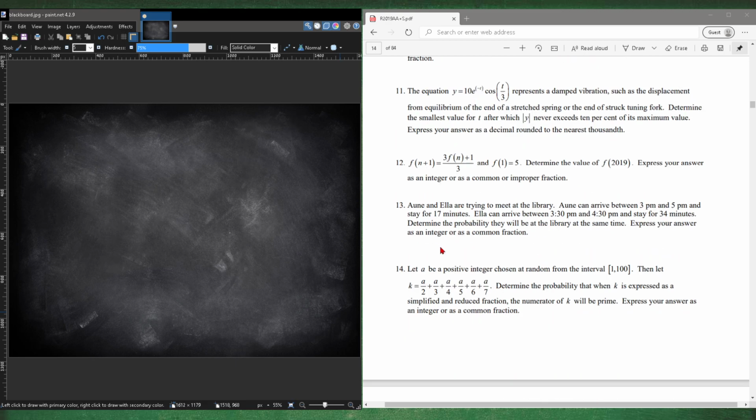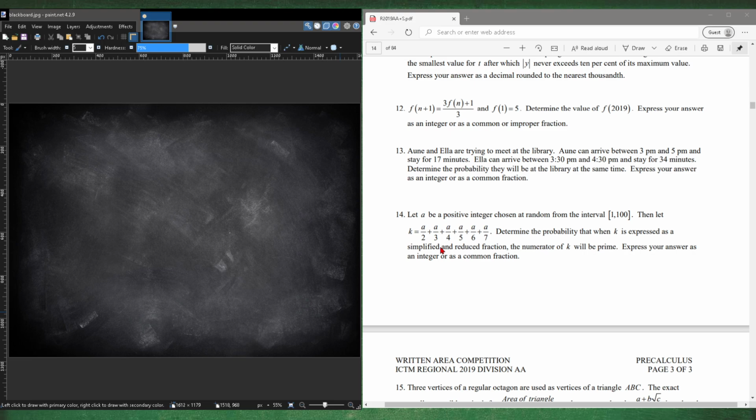Number 13. On and Ella are trying to meet at a library. On could arrive between 3 p.m. and 5 p.m. and stay for 17 minutes. Ella could arrive between 3:30 p.m. and 4:30 p.m. and stay for 34 minutes. Determine the probability that they were at the library at the same time.